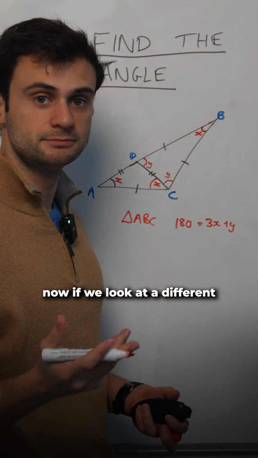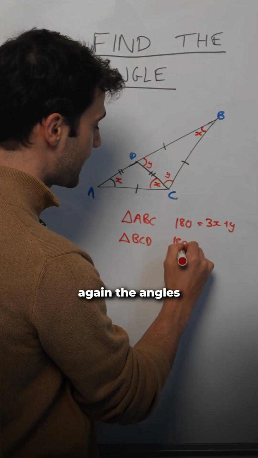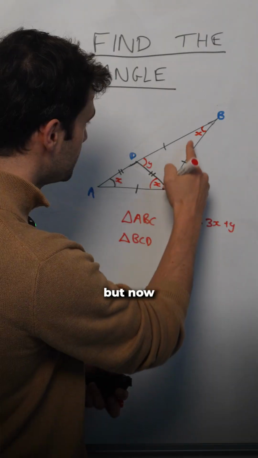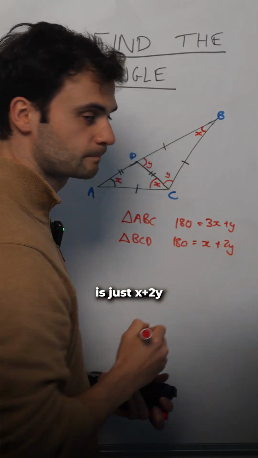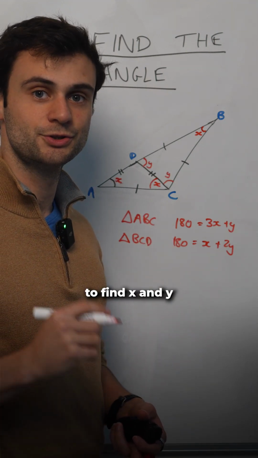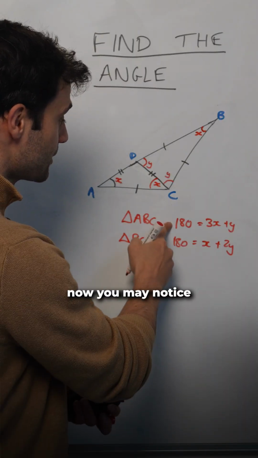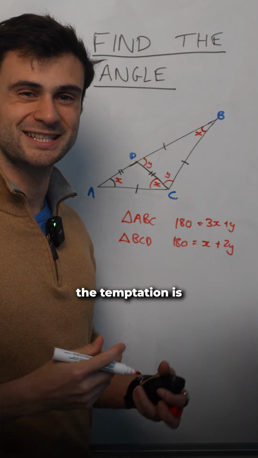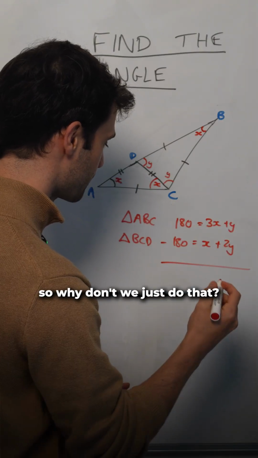Now, if we look at a different triangle, say BCD, again, the angles add up to 180, but now the angles in this triangle are just x plus 2y. Now we can combine these two equations to find x and y. So let's just go ahead and do that quickly. Because there's 180 on both sides, the temptation is to subtract one of these equations from the other. So why don't we just do that?